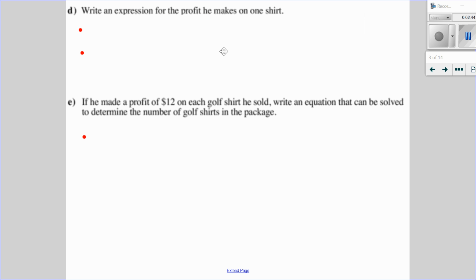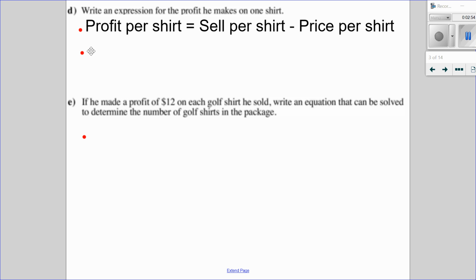The next part, we want to do an expression for the profit. So the profit is money in, which is the sales, take away money out, which is the cost. So the profit per shirt is the selling price per shirt minus the buying price per shirt. And we found out both of these parts in D and C. So the profit per shirt will be 900 over X minus 6, take away 648 over X.